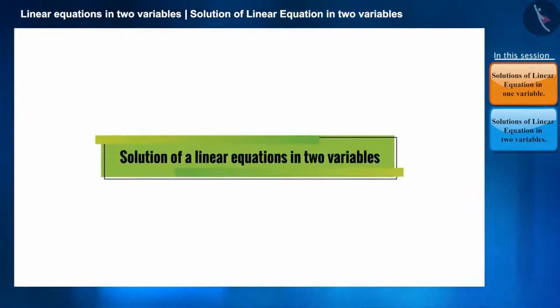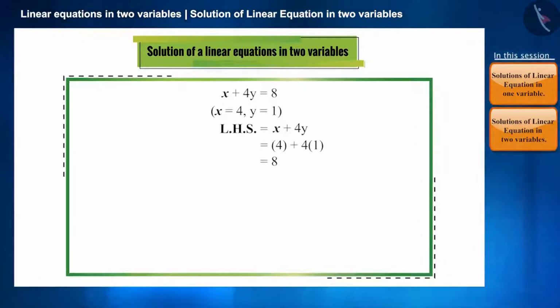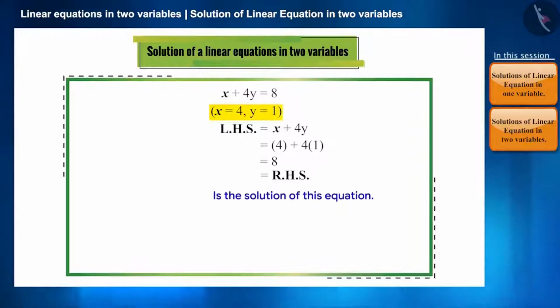Will a linear equation in two variables also have only one solution? Let's understand this with an example. The equation x + 4y = 8 has two variables. If we observe, we can say that when the value of x is equal to 4 and the value of y is equal to 1, this equation will be satisfied. Therefore, x = 4 and y = 1 is a solution of this equation.